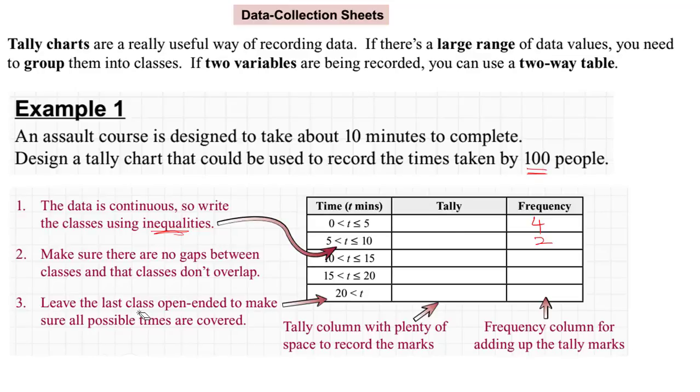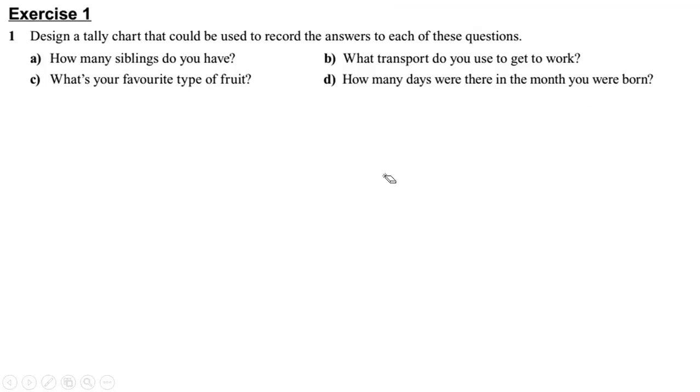So everybody has got somewhere to go and there is no overlap there. Now, you've got to leave the last class open-ended to make sure all possible times are covered. So the last one here says that these are people who are taking more than 20. So if somebody is taking 100 minutes, he's still going to go here. So you try to leave this one open-ended. Okay. So this is the tally sheet I will basically use for this kind of question. I would like you to pause the video and try question one.